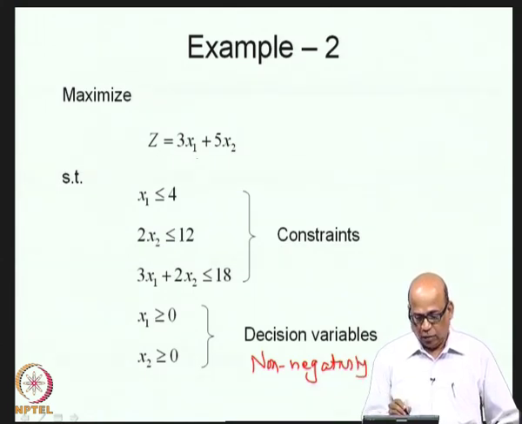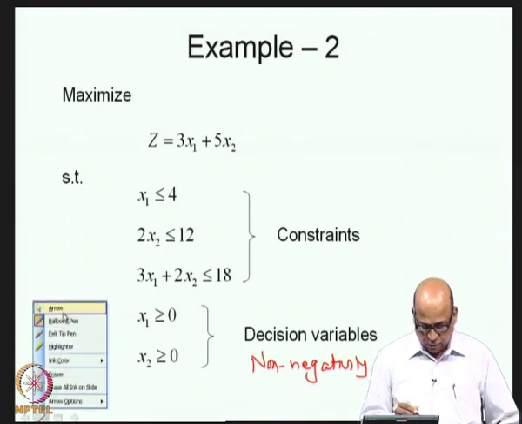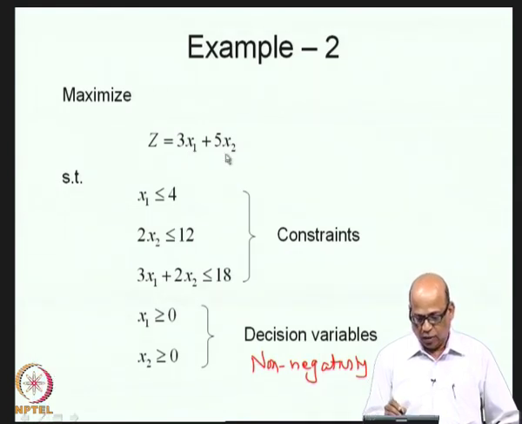Look at the objective function. It is a linear function of the decision variables x1 and x2. So, the objective function is a linear function. These are the sets of constraints.